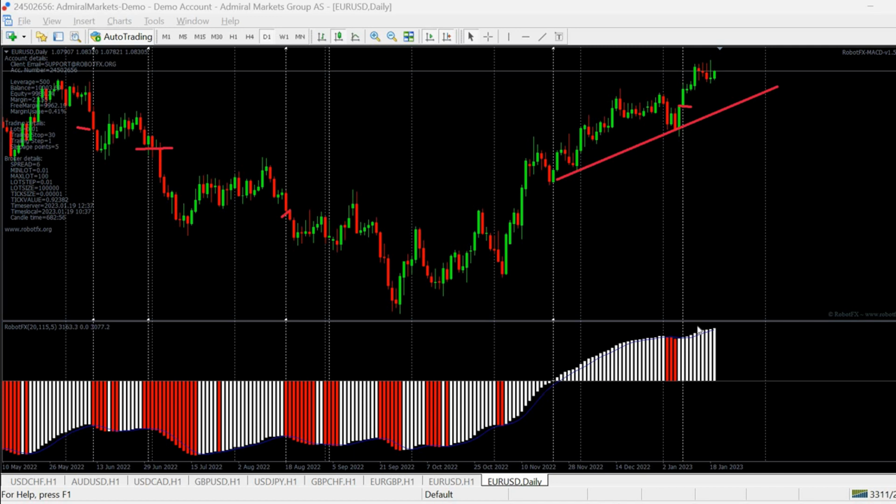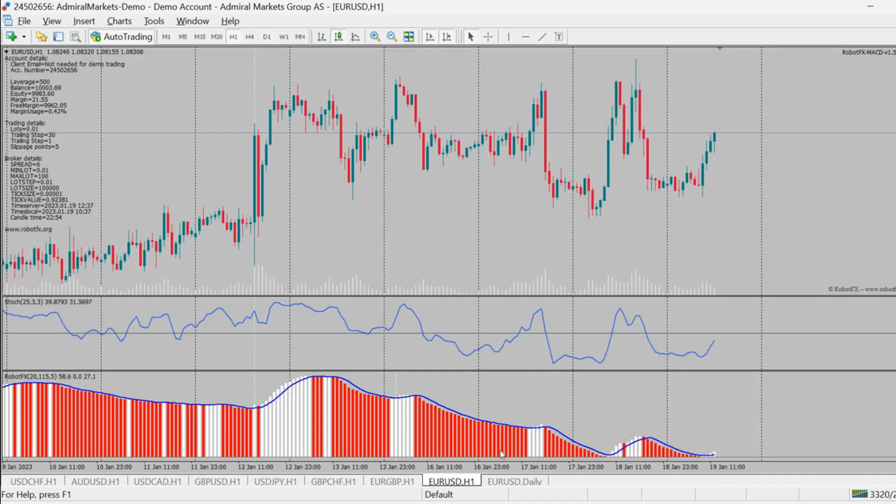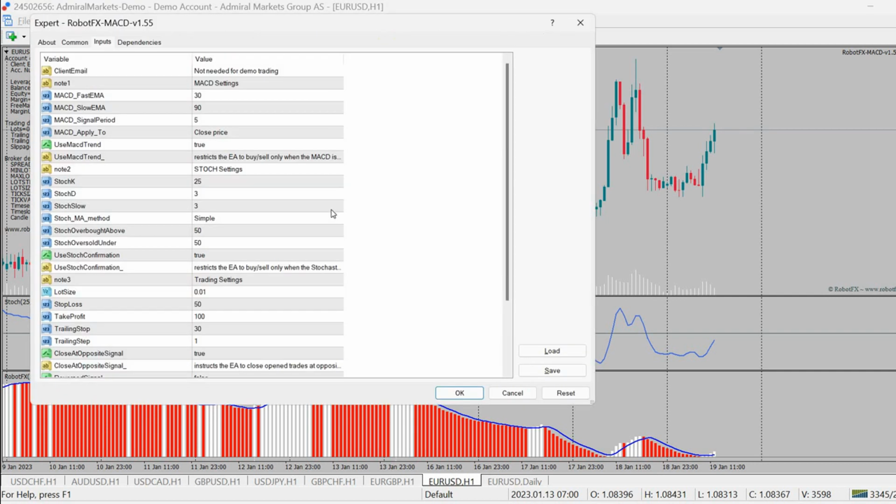Okay, now we're going to move from the daily chart to the H1 chart, where I have attached the same expert advisor, the same indicator, and I've also added the stochastic indicator, because the expert advisor can use it, if instructed to do so, to confirm the entries. So without further delay, let's explain the settings.